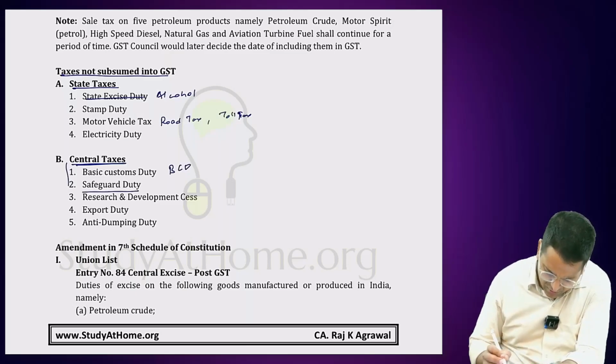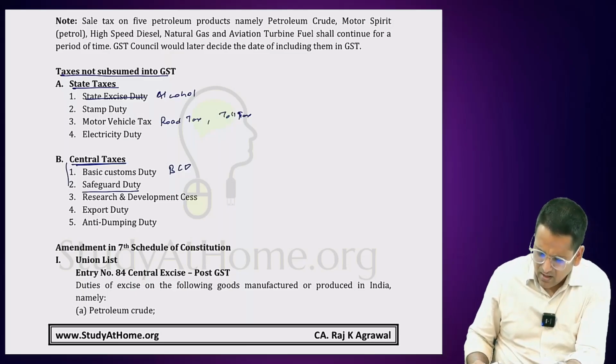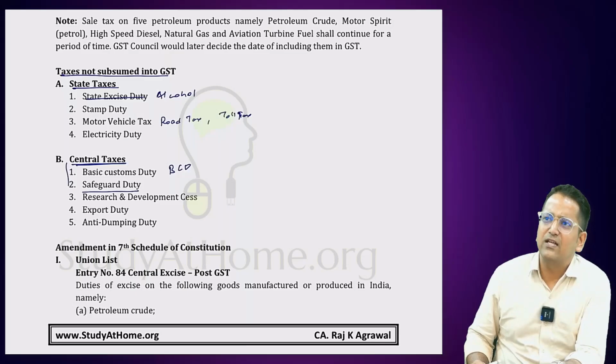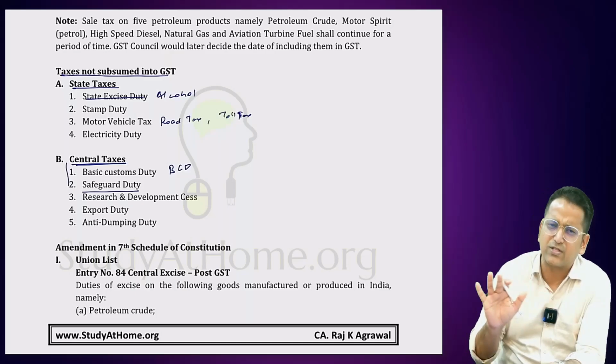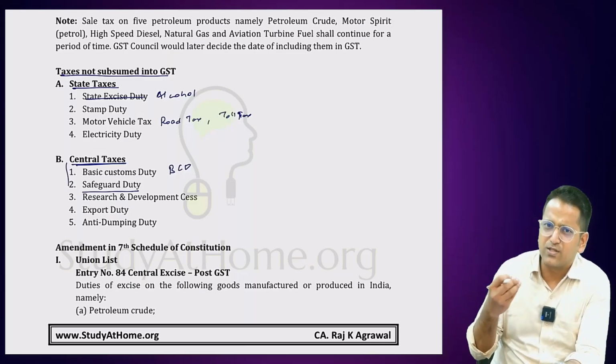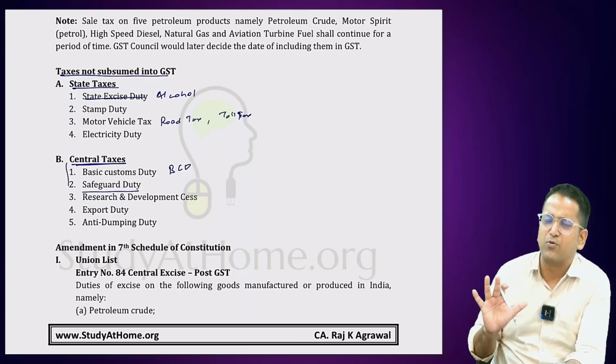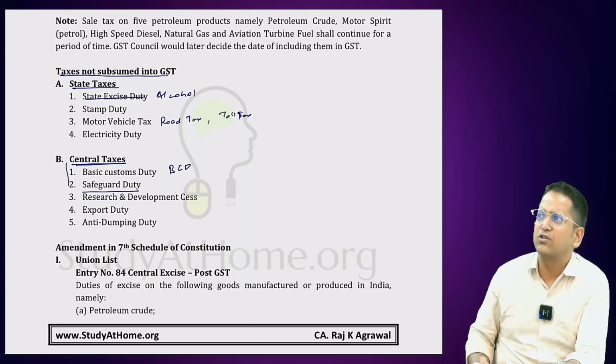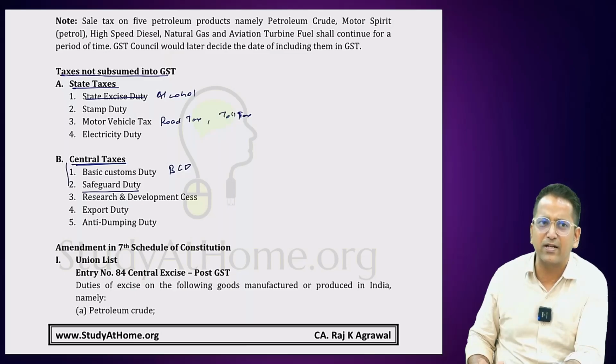What is safeguard duty? We impose a safeguard duty on foreign goods to protect our industry. See, you don't need to know what all these taxes are. Okay, these are import taxes. Basic customs duty is the basic duty of customs on import. In addition to that, what is safeguard duty? When our government feels that a particular item is being imported to India at such a low or cheap rate that the related industries in our country will almost be closed.